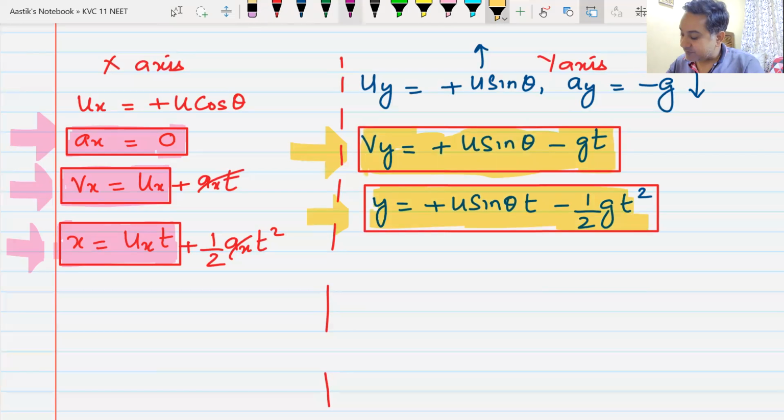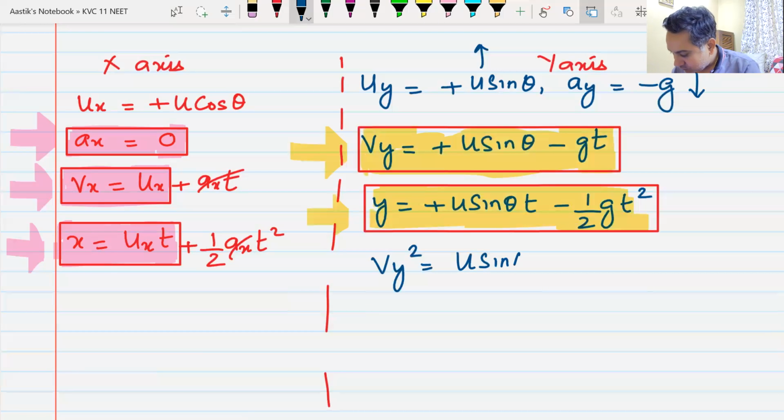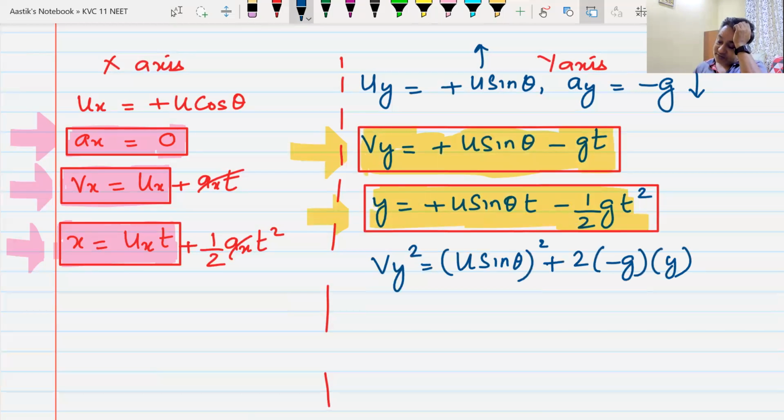Then the third equation I can make is Vy square will be equal to Uy square plus, let me not write it as plus, let me put the values, that would be better. So this will be equal to U sin theta square plus 2 times acceleration, which is minus g, multiplied by y. Do you understand how I have written this equation?